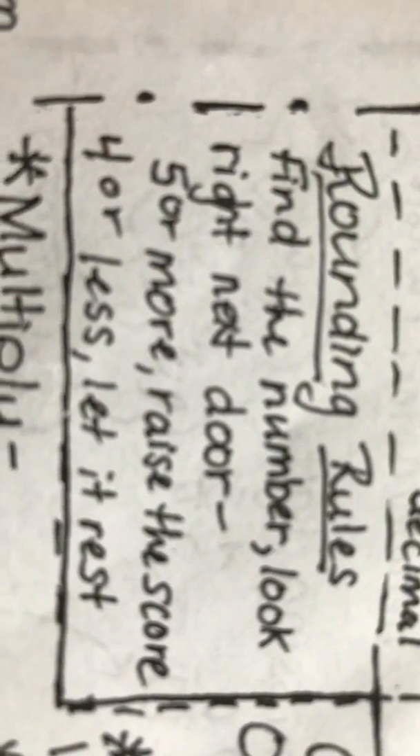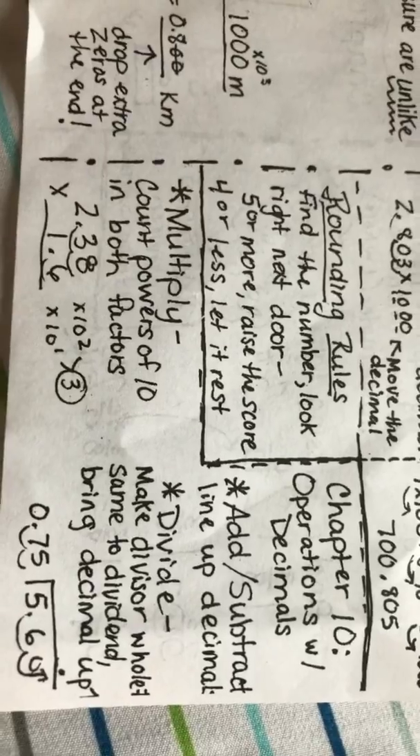And then we talked about some rounding rules. Find the number, look right next door. 5 or more, raise the score. 4 or less, let it rest. Boom, rounding rules. We then moved into Chapter 10.